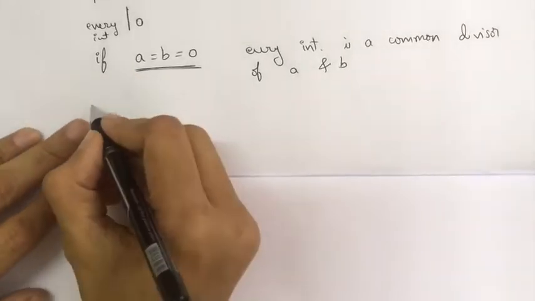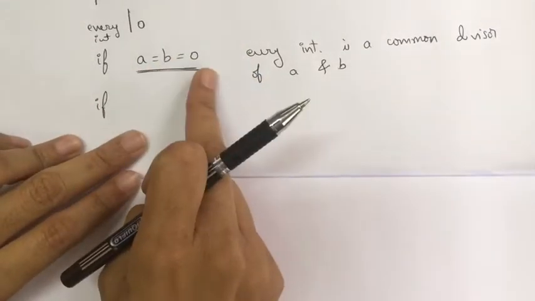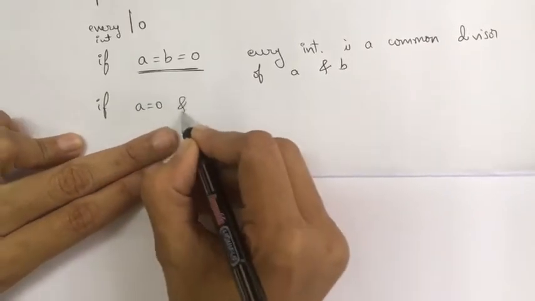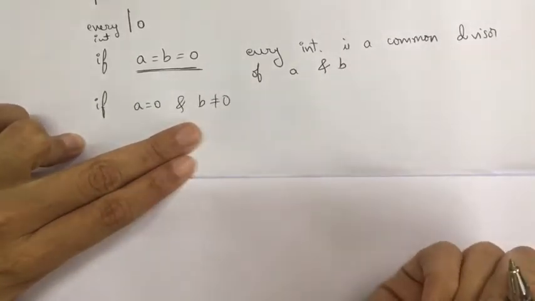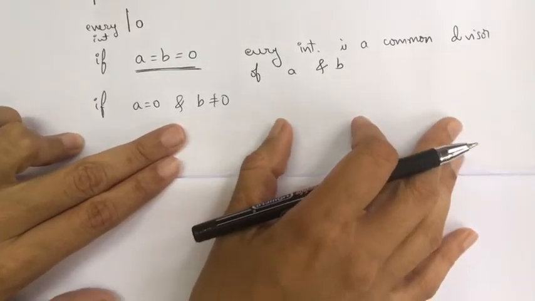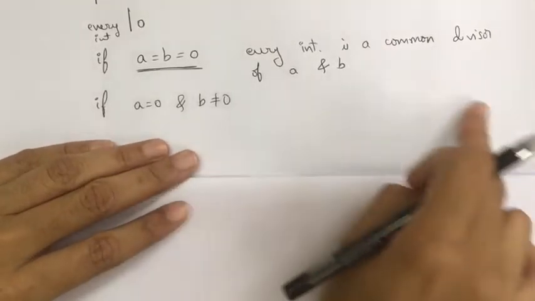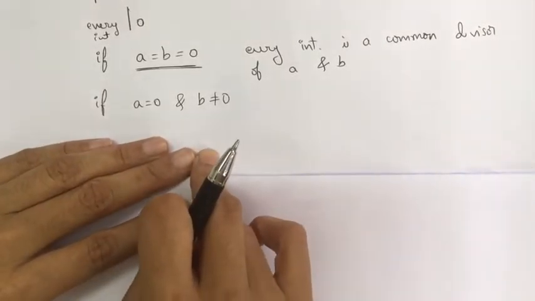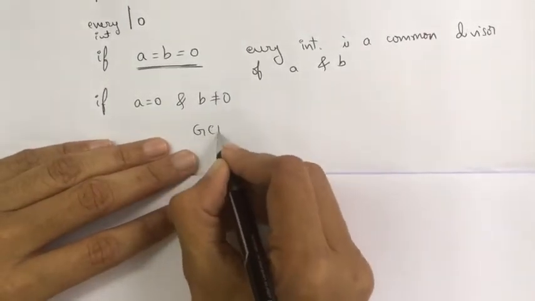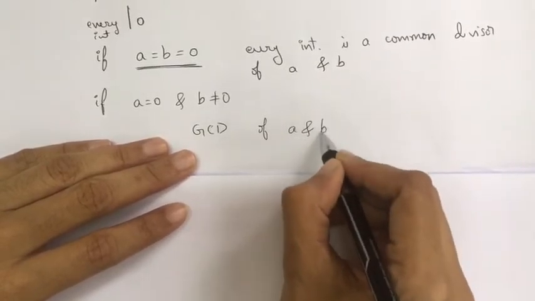Now suppose the situation is different. Any one of A and B is 0. Say suppose A is 0 and B is non-zero. Then there are only a finite number of common divisors, and among those finite number of common divisors, the largest one will be the GCD, the greatest common divisor of A and B.